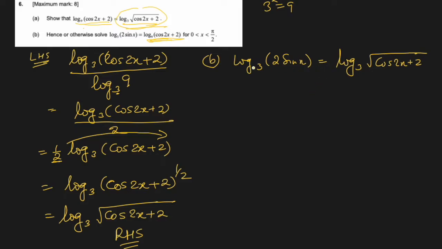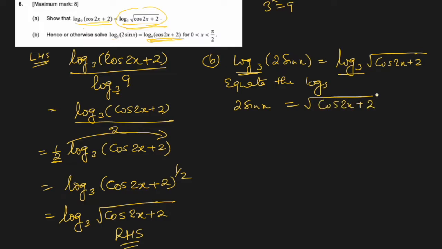This is what we got. And why did I do that? Because this was base 9, this was base 3, we can't equate. But now we have log base 3, we can equate the log parts, meaning the contents inside. So 2 sine x is inside the log here, and the square root of cos 2x plus 2 is on the right side. Now logs are gone.